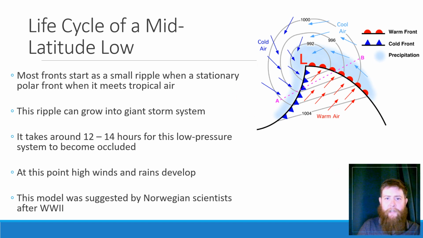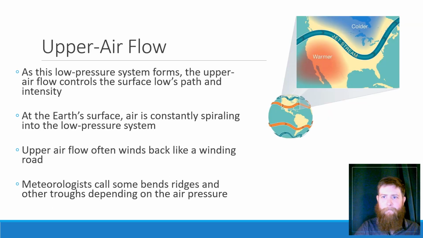It takes about 12 to 14 hours for this to become occluded, where the cold air actually catches up to the warm air. And once this happens, we get high winds and heavy rains. The first time we started to match these systems, where the cold air and the hot air came together, was during World War II. So we have limited knowledge about this still. We're still learning more every year about weather on Earth and how these systems form and what to expect as far as rain, how much rain, and how hot and how heavy. So we are still getting some information here.